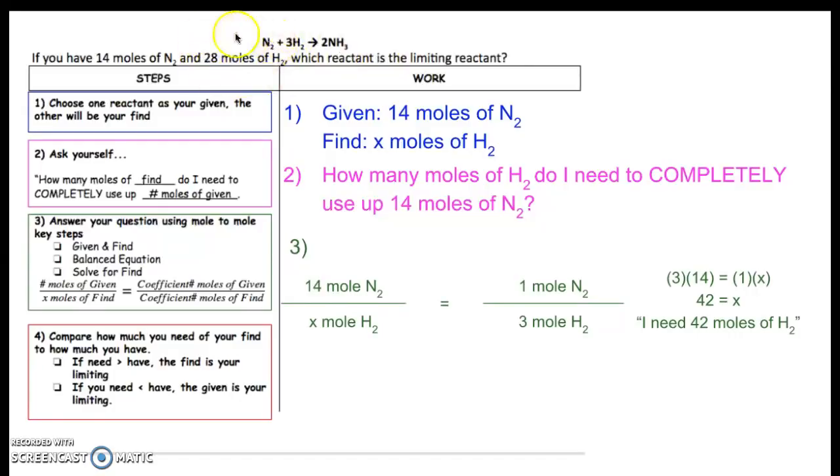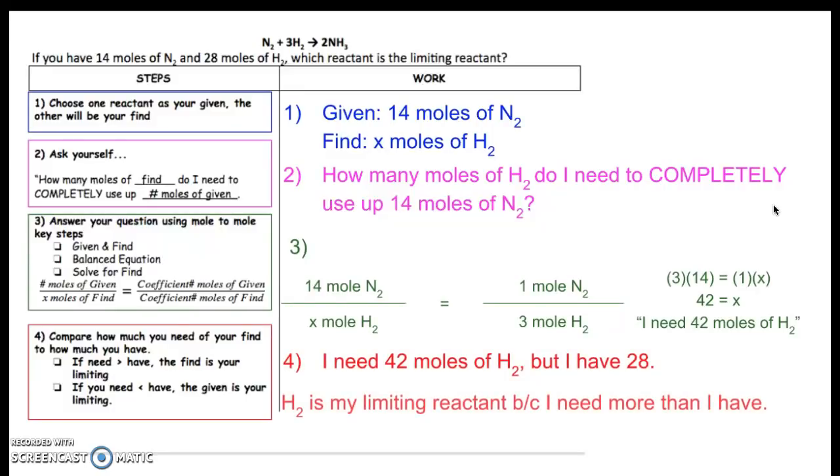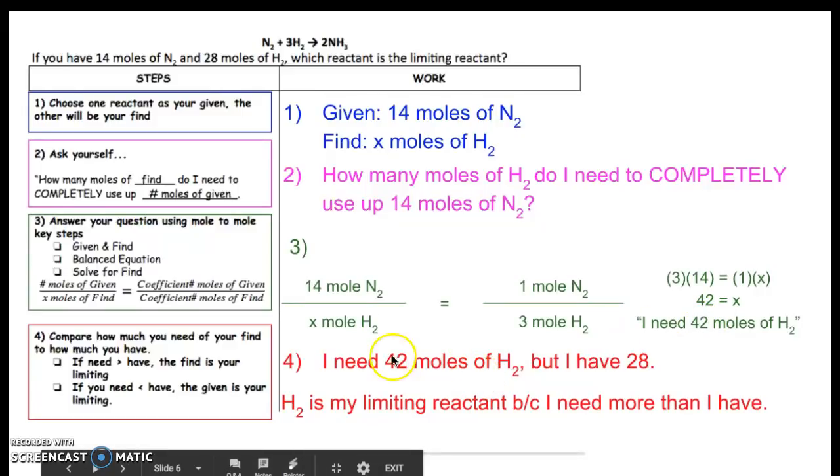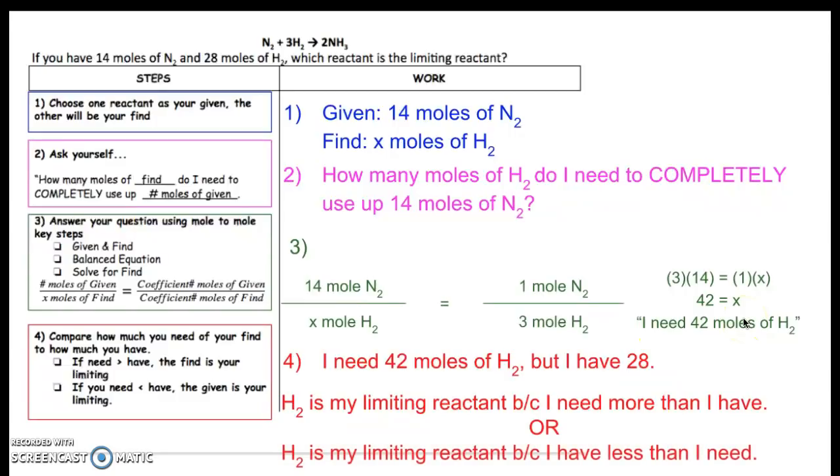So based on the fact that I have 28 moles, but I need 42, do you think H2 will be the limiting or excess reagent? That's right, H2 will be your limiting, and that's because you need 42, but you only have 28. So you can say it's because I need more than I have, or you can say H2 is your limiting because you have less than you need. In either case, you know you're going to run out of it first.